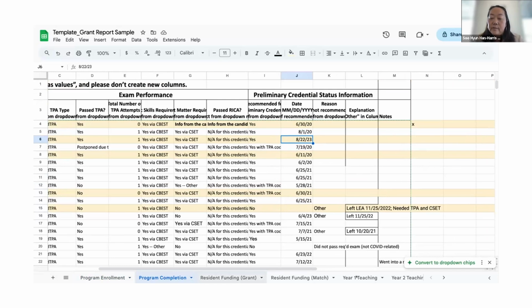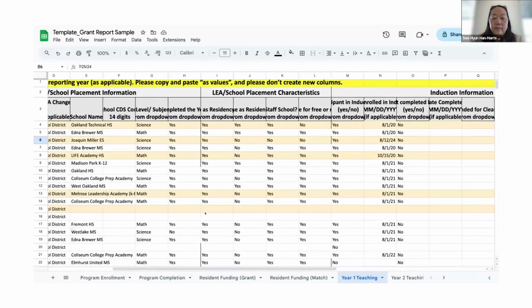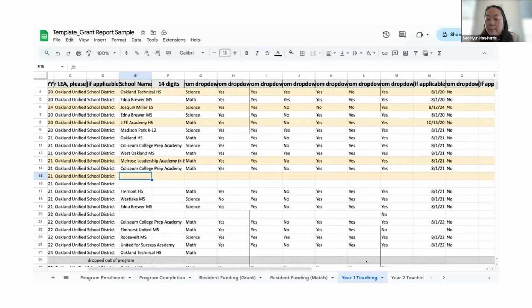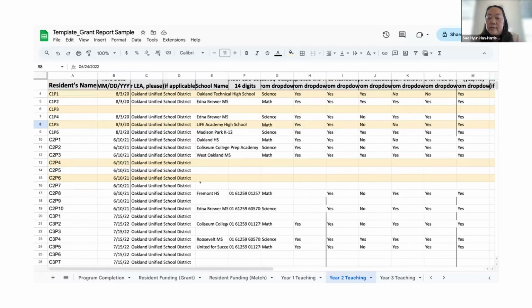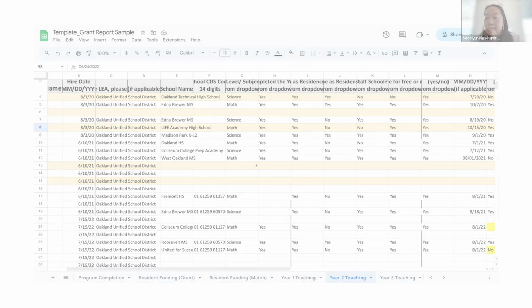So can we see what that looks like in your teaching tabs? Yes. So here it is. This person is here, and I'm definitely going to track the amount that she's spent in the grant funding and the matching funds tabs. But there's zero information here about years 1 through 4. There's no information for this person because they haven't actually taught with a preliminary credential.